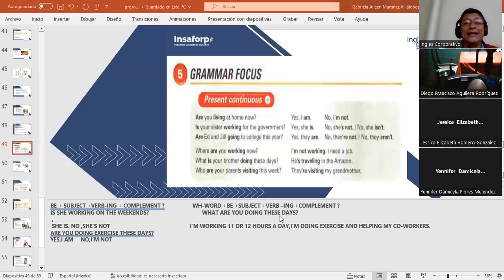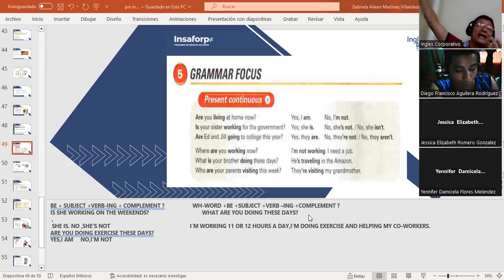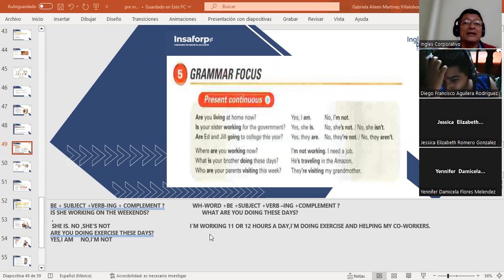Pay attention to the example. What are you doing these days? Okay, and because you are asking an information question, I can give a long answer. And my answer is, I'm working 11 or 12 hours a day. I'm doing exercise and helping my coworkers. Do you want another example? Of course. Another question.